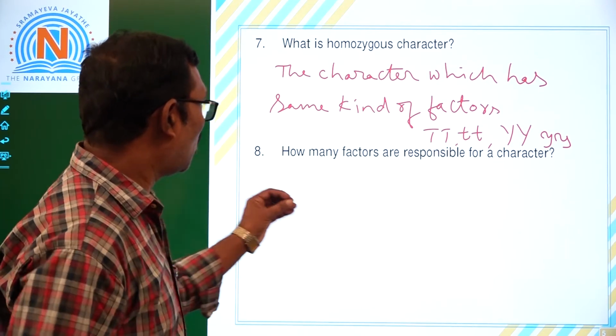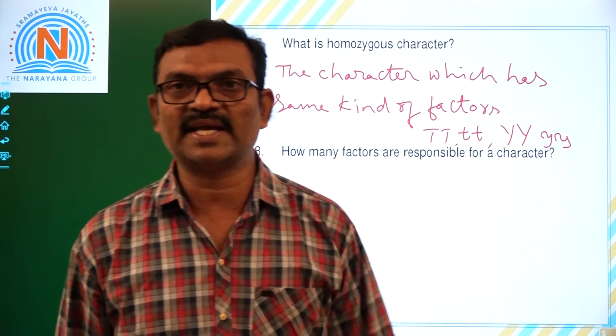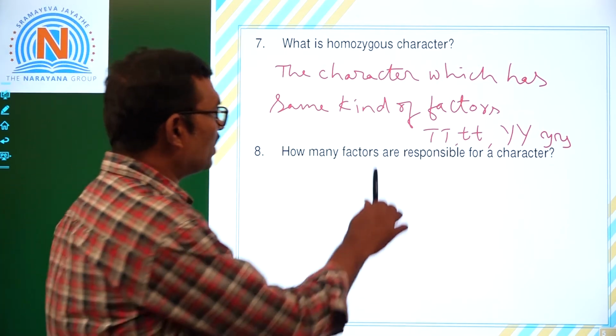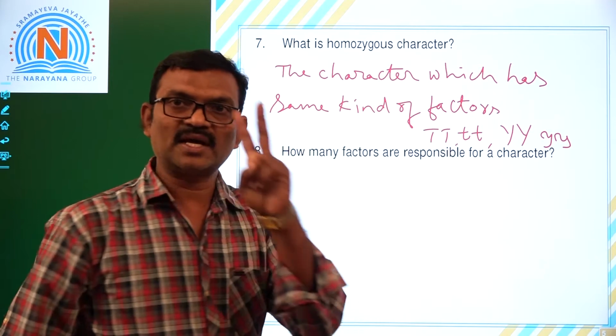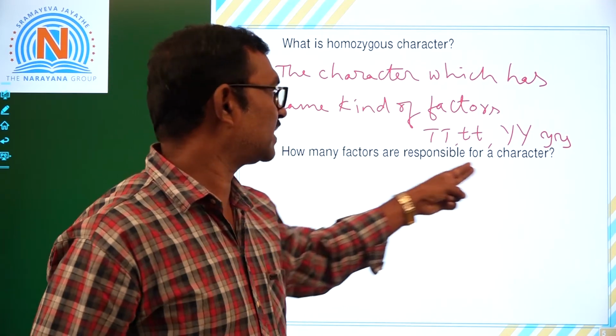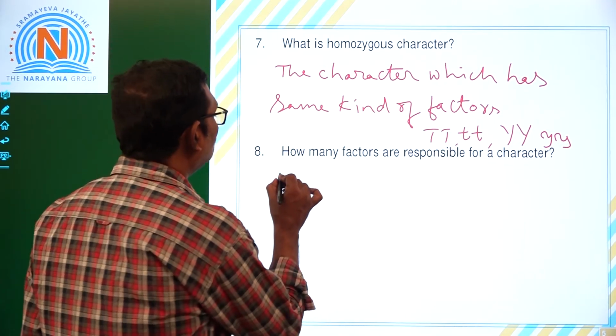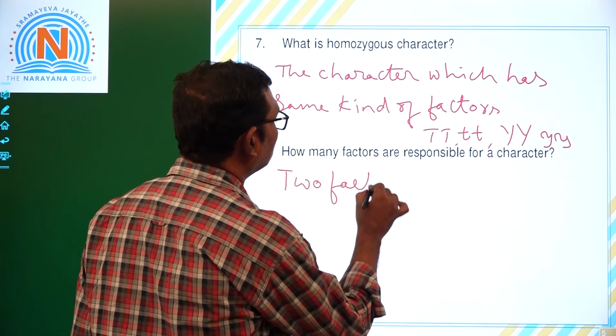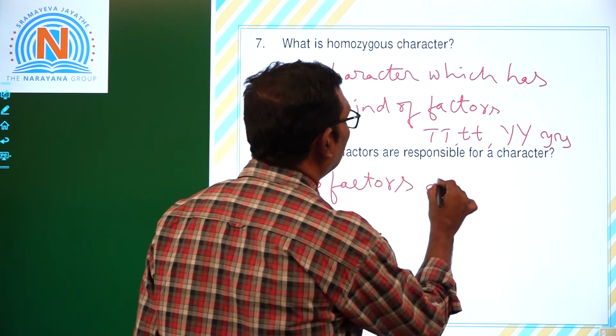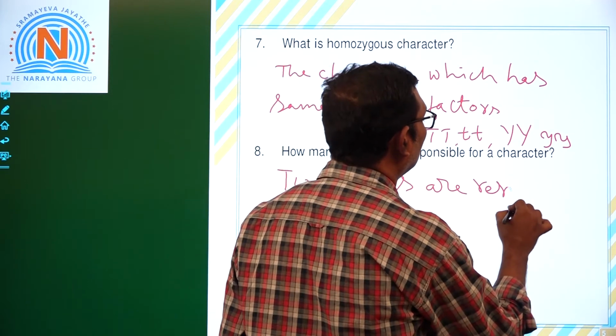Now, the eighth question. How many factors are responsible for a character? When we observe these factors, for each character there are two factors. How many factors are responsible for a character? Two factors are responsible.